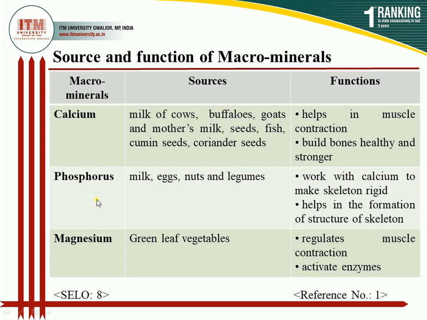Next is phosphorus. Sources of phosphorus are milk, eggs, nuts and legumes. The functions of phosphorus are quite similar to calcium. It also helps in the formation of the structure of the skeleton, plus it helps to make the skeleton more rigid.